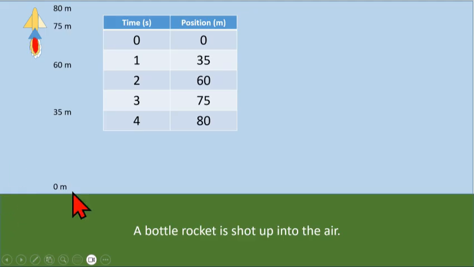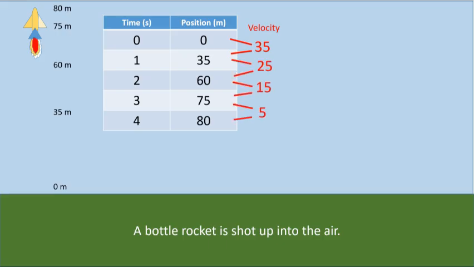There you go. All right, so you see that the amount it moves every second is getting smaller, indicating a slowdown. The position numbers are right here, and we can find the velocity by finding the difference in the position numbers every second. So that comes 35, 25, 15, and 5.